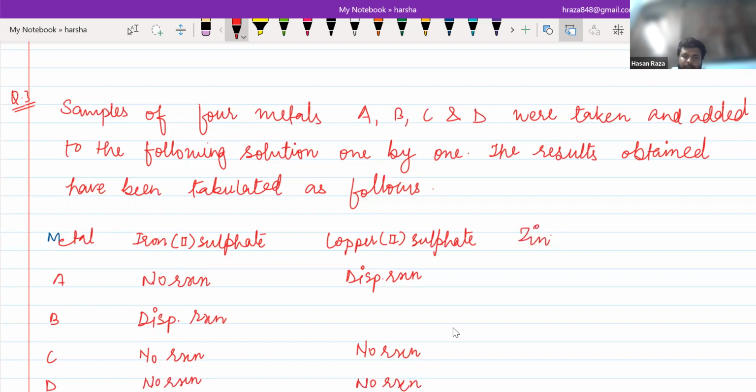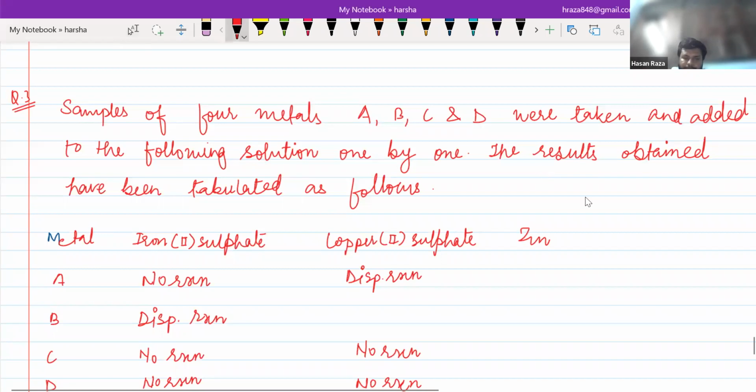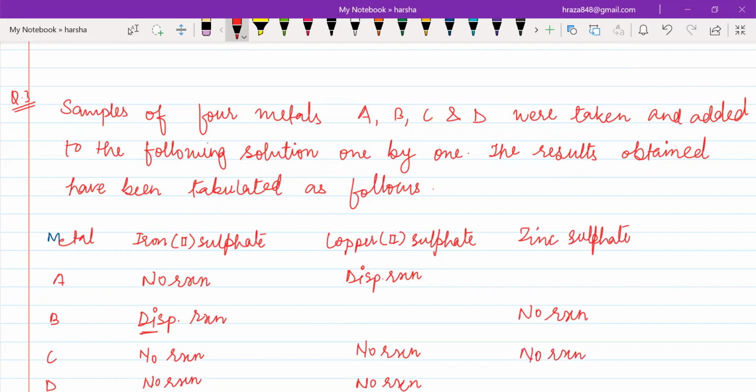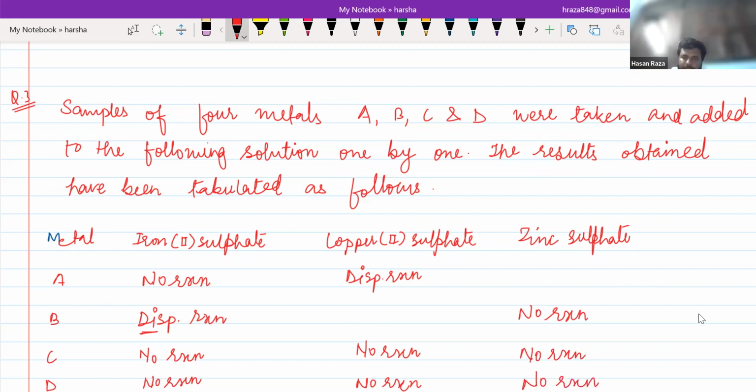Now there is zinc. Please wait a minute. Zinc. So for copper 2 sulfate, for B, what is it? Displacement reaction. No, nothing. Okay, just don't write anything. Then silver nitrate. Nothing here. Displacement reaction. No reaction. The question does not end here. There are 3 questions on this table in tabulated form, which is very easy.